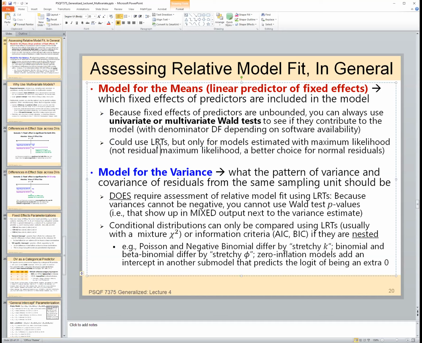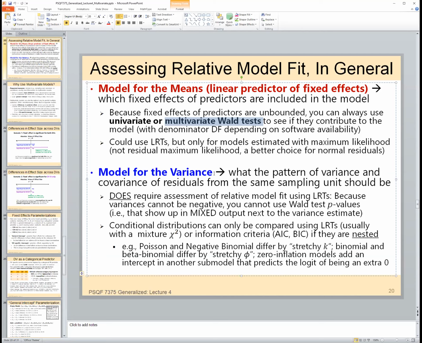The reason that we had not done likelihood ratio tests for fixed effects at any point in the semester is because I didn't want you to have to memorize this rule. It makes it harder than it needs to be. You can always do multivariate Wald tests. That's the test statement in Stata, the contrast statement in SAS, to test the joint combinations of fixed effects. You don't have to do likelihood ratio tests.